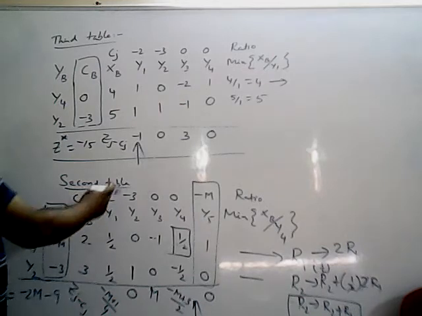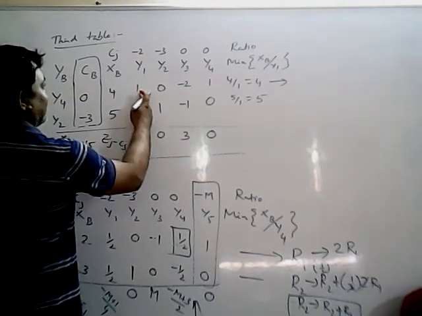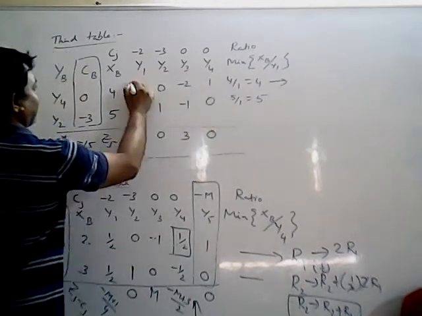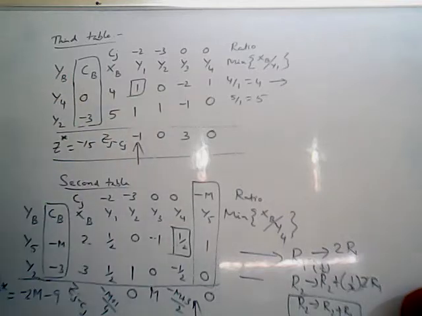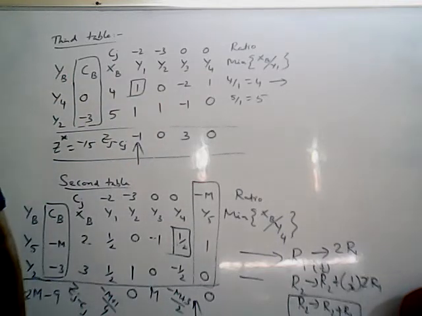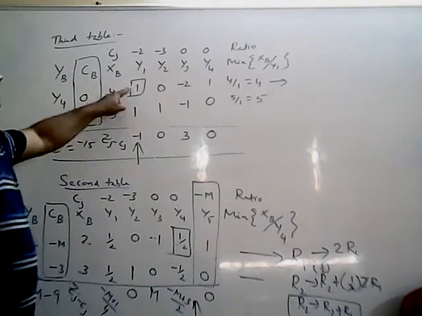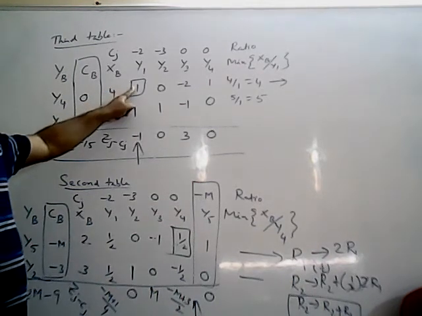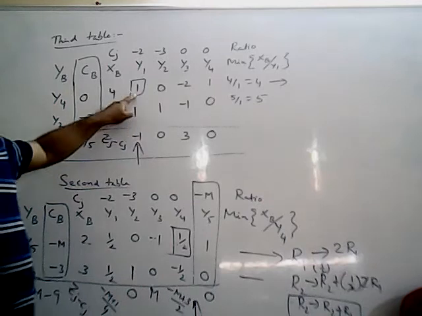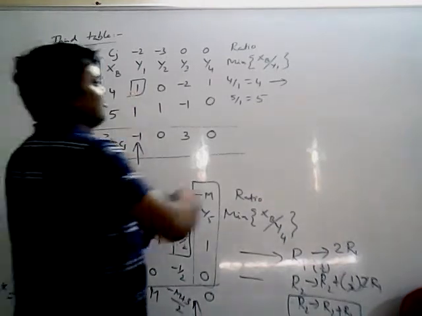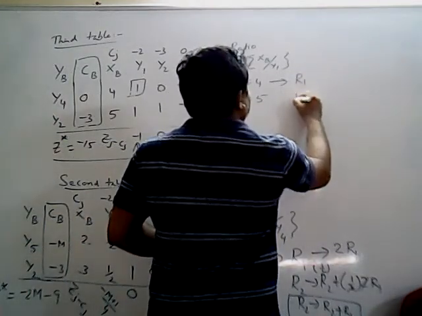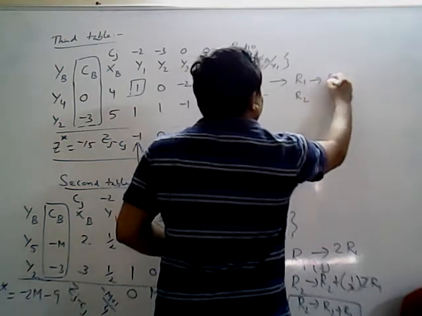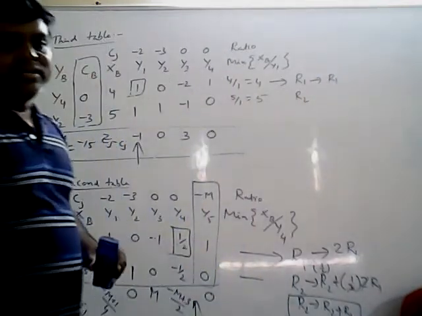Now identify the key element. The key element is the element which is common to the entering column and the leaving row. So what is the key element here? 1. 1 is the key element. Make the key element 1. If it is already 1, no problem. Otherwise, make the key element 1. Other elements should be equal to 0. So already the key element is 1. How many rows are there? 2 rows are there, R1, R2. So R1 implies R1, because already the key element is 1.